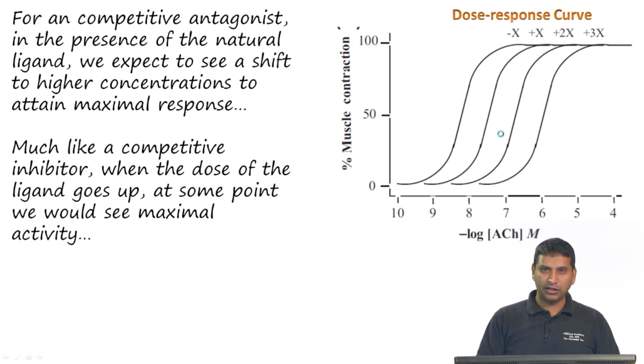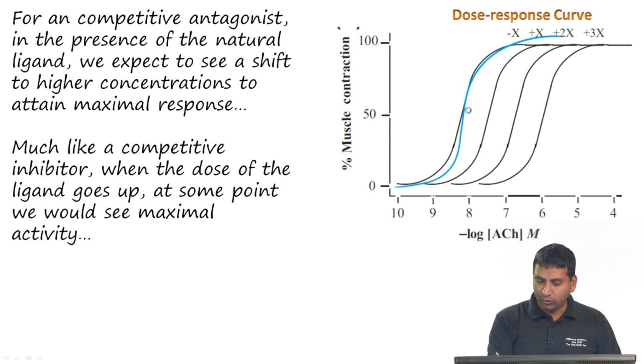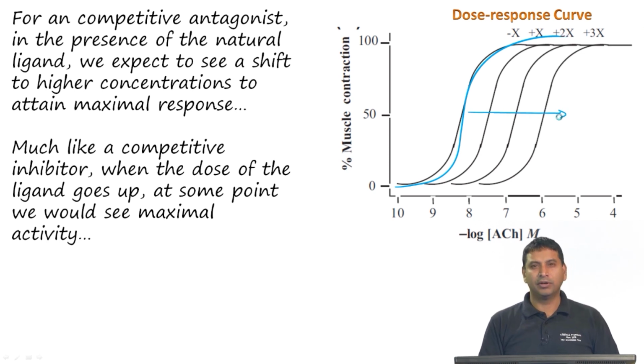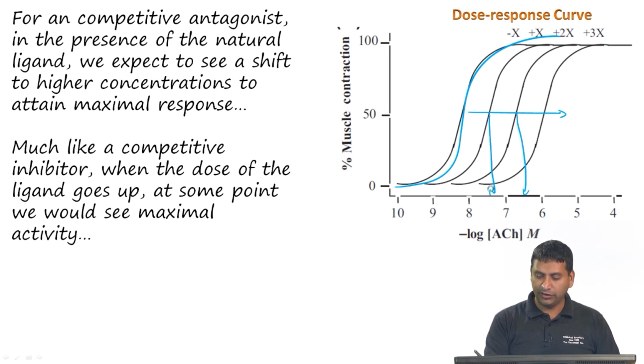Again, we have seen this in class. So, in the absence of any antagonist, this is how the dose response curve would look, and as you add competitive antagonist, the curve moves towards the right, which means that, let us say this is the 50% point, it keeps increasing and keeps moving towards the right.